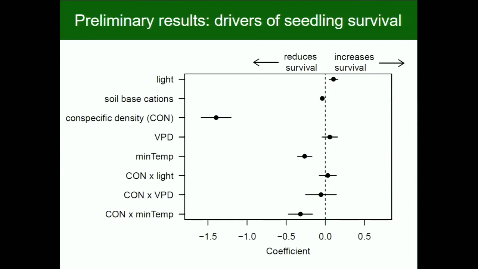And if we then look at effects of light, we indeed see that there is a slight positive effect. So yes, light availability increased survival. The effect of soils was very weak, and previous analyses have shown that species responses are really different. So some might respond negatively and positively. But strikingly, the conspecific density effect is by far the greatest. So indeed, survival decreases strongly if there's a high density of conspecific seedlings around.